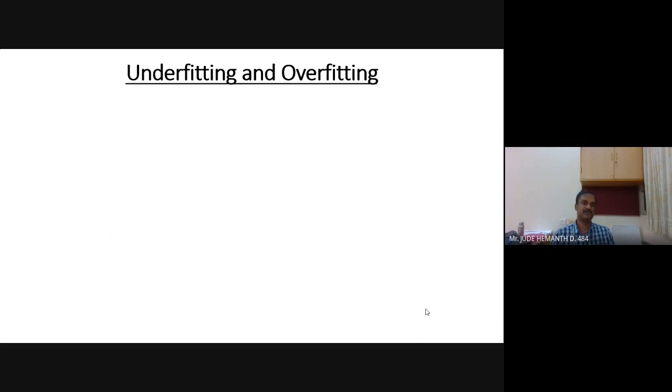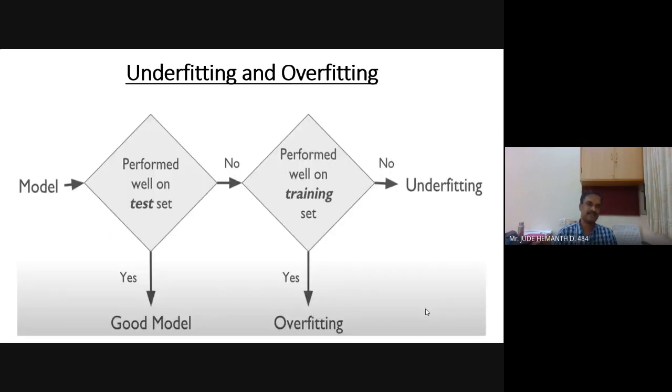And the third one is the good fit. And this is a simple diagrammatic representation. So whenever we have a model, if it performs well on the test set, and the training is also good, if both are yes, then it is a good model. But if it is not performing well on the test set, no.